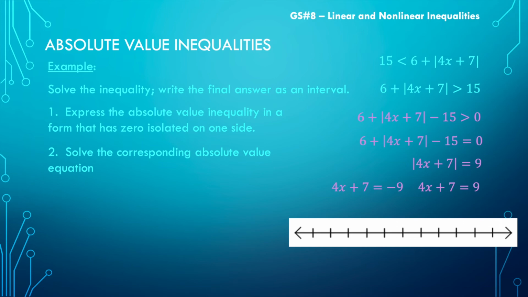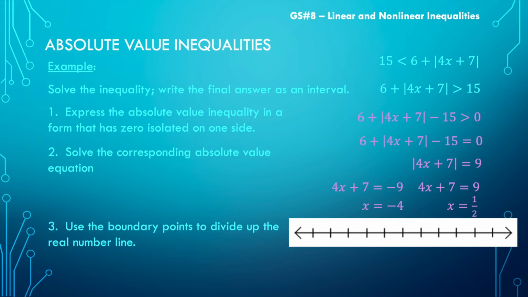Subtract the 7 and divide out the 4. So if I subtract 7 in the left equation, I've got negative 16 divided by 4 is negative 4. And on the right, if I subtract 7, I have 2 divided by 4, which is 2/4 or 1/2. Place those values as boundary points on our number line.